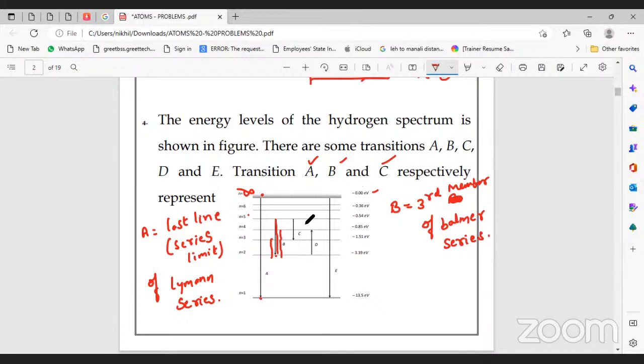Look at the point C. C is coming from 5th to 3. 5 to 3 difference means 2, so it should be the second member. It is coming to the third orbit, right? If it is coming to the third orbit, after Lyman and Balmer, which one are you going to get? Pascal. So C must be the second member of Pascal series.